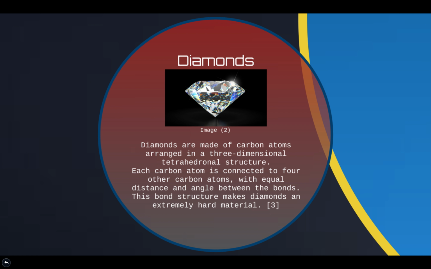Diamonds are made of carbon atoms arranged in a three-dimensional tetrahedral structure. This means that each carbon atom is connected to four other carbon atoms with equal distances and angles between the bonds. These equal bonds make diamonds an extremely hard material.